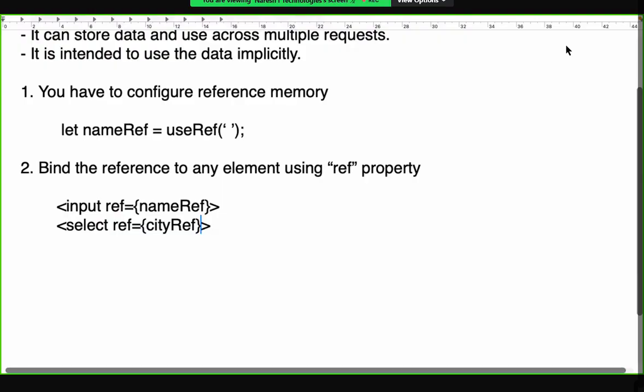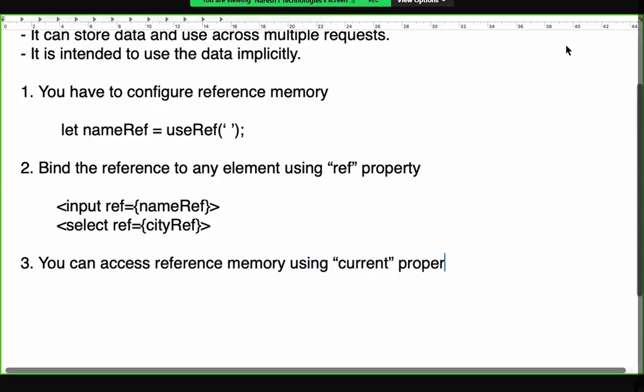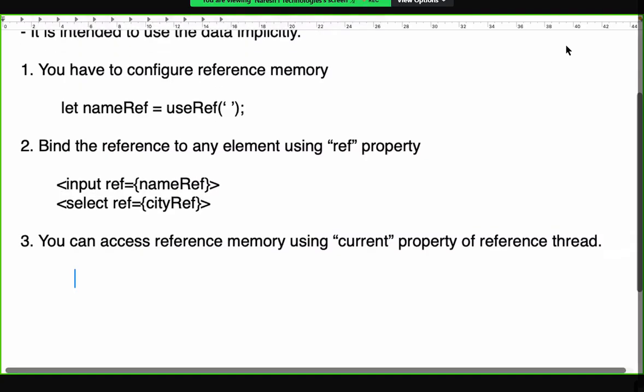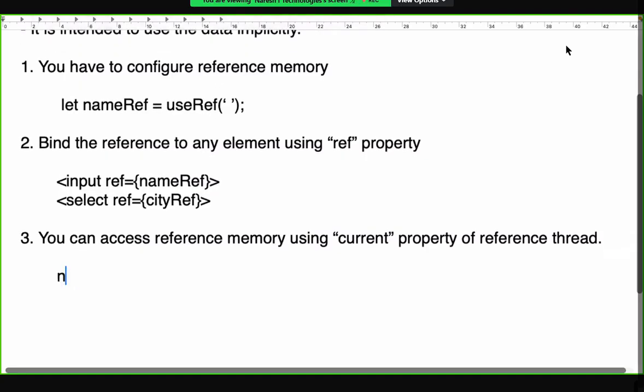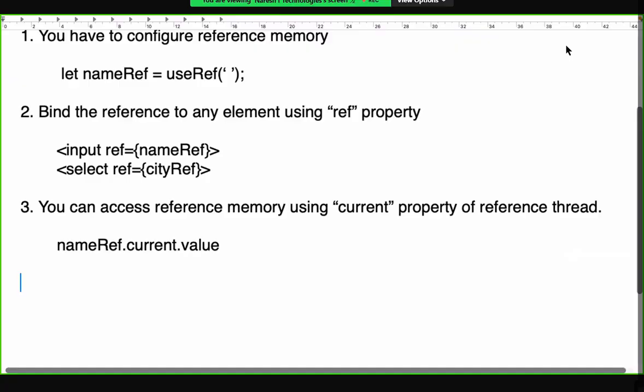After that, how to access the data? You can access reference memory using the current property of the reference. By using the reference's current property, you can access. That means how we can access: name ref dot current dot value. That is how we can access the data. So this is one concept of how we can manage the form.